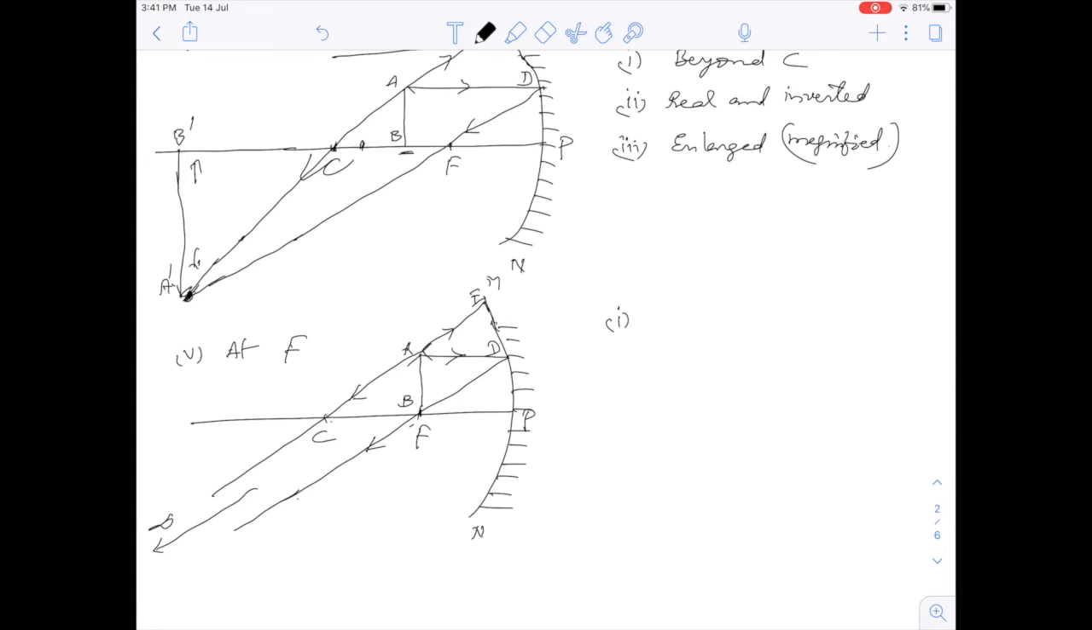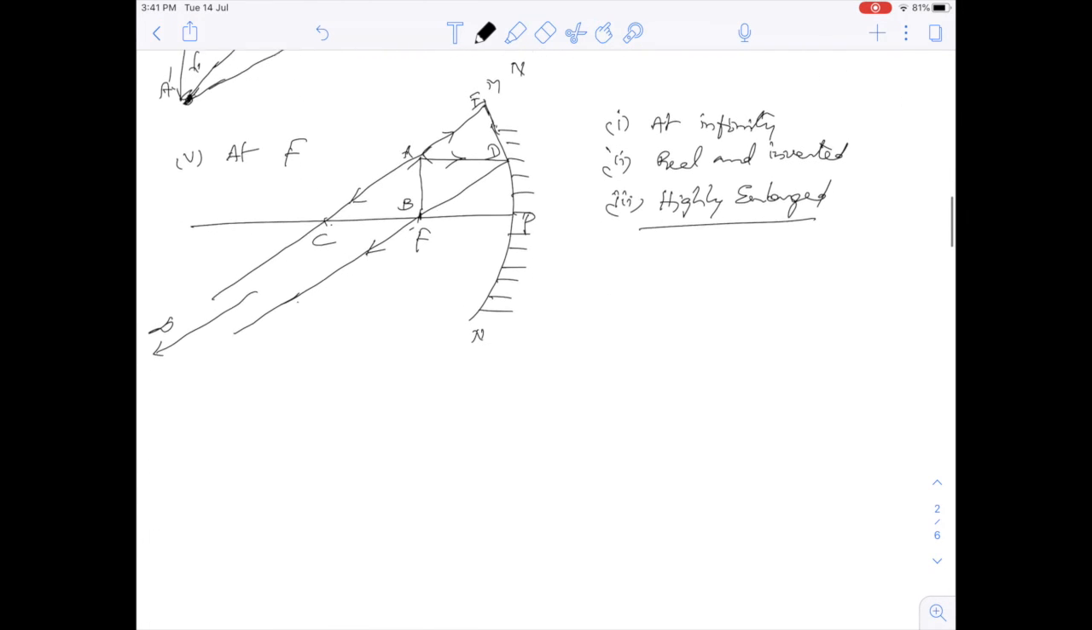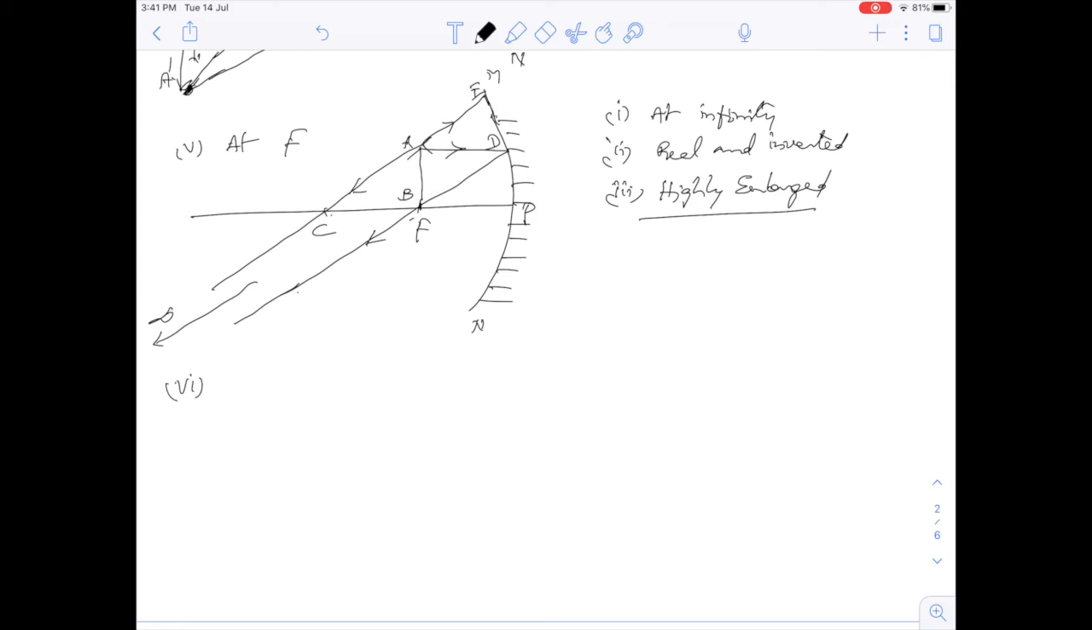So the image position is at infinity, the image forms at infinity, and it is real and inverted, and highly enlarged. It is very far off and it will be very large. So when it is far off from C itself, it is big. When it is very far, almost like infinity, it is much bigger, hence it is highly enlarged. So these are the cases. Then the last case.